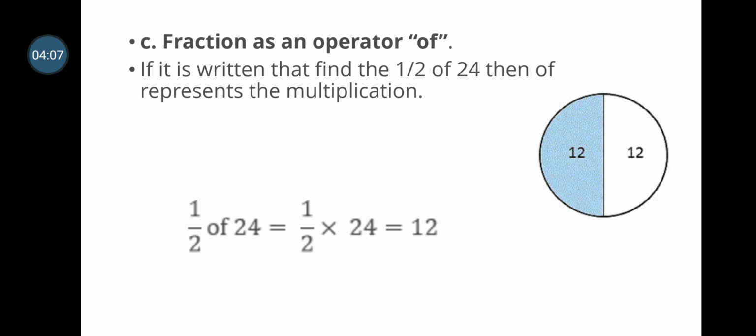Here I have shown you the pictorial form. So half of 24. Now with the picture you can understand, right? Half is 12 and another half is 12. So by calculation if we want to find, we should find out like this. So of means it is multiplication.